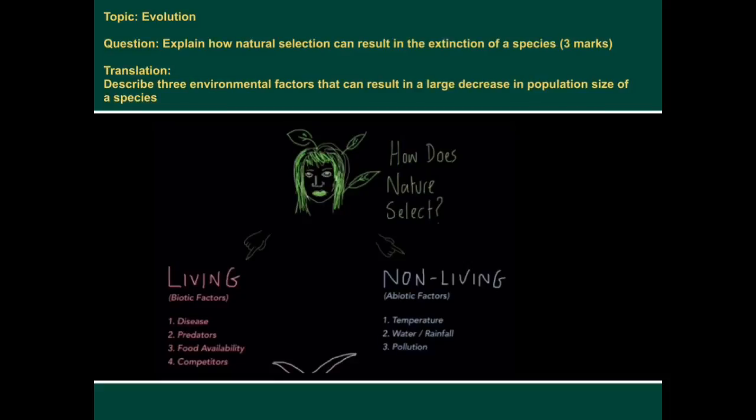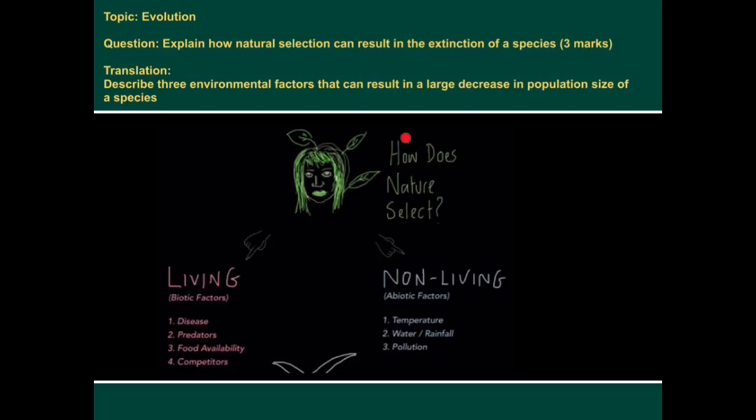This exam application tutorial is on the topic of evolution. The question for 3 marks is: explain how natural selection can result in the extinction of a species. What this question is asking you to do is describe 3 environmental factors that can result in a large decrease in population size of a species.